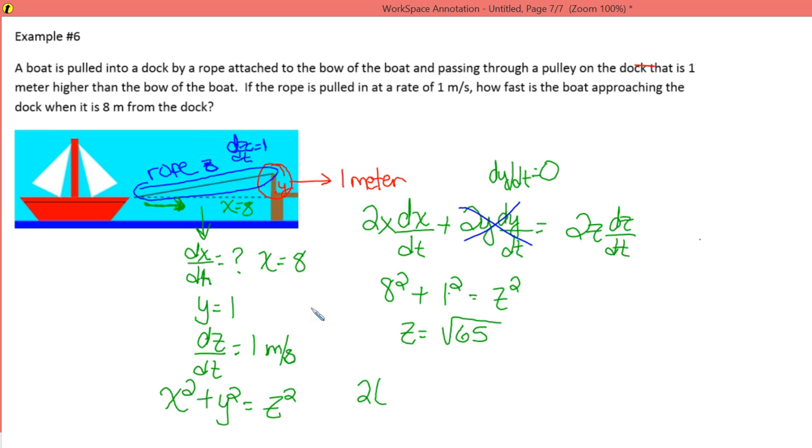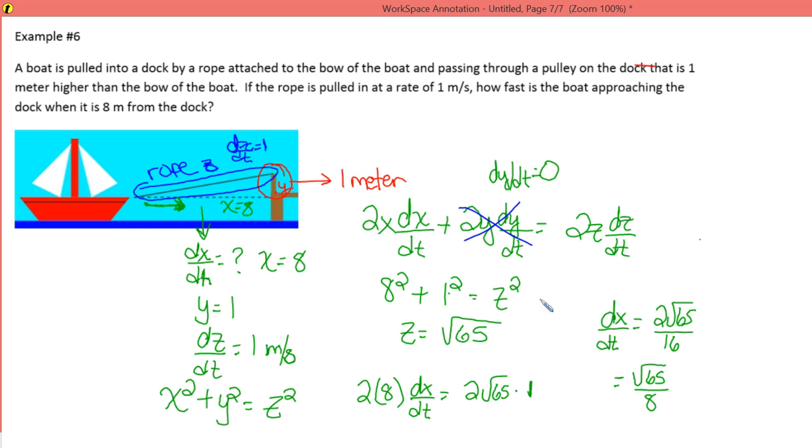I know that x is 8. I know that dx/dt is what I'm looking for. I know that z is now the square root of 65, and dz/dt is 1. So solving for dx/dt, I get dx/dt is 2 square root of 65 over 16, or dx/dt is equal to radical 65 over 8. And that would be in meters per second.